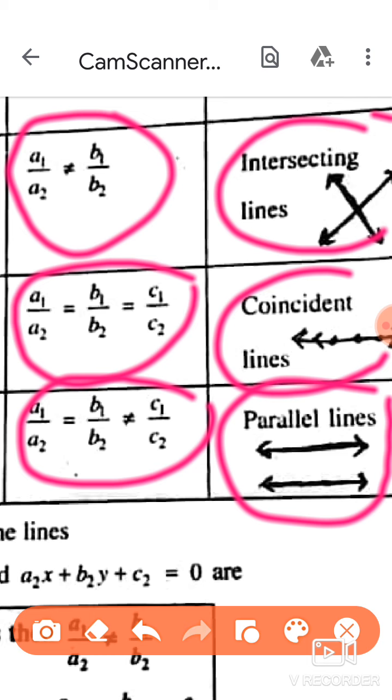Again I am going to repeat once again. If a1 upon a2 is not equal to b1 upon b2, then the lines are intersecting lines and the equations have a unique solution. If a1 upon a2 equal to b1 upon b2 equal to c1 upon c2, that is all the three ratios are equal, then the lines are coincident, that is overlapping lines, and the equations have infinitely many solutions. If a1 upon a2 equal to b1 upon b2 not equal to c1 upon c2, then the lines are parallel and the equations have no solution.